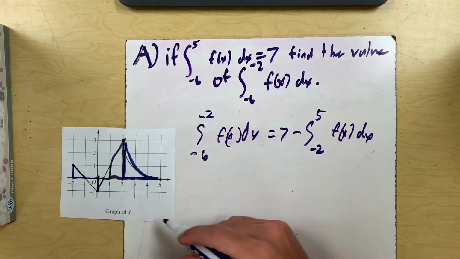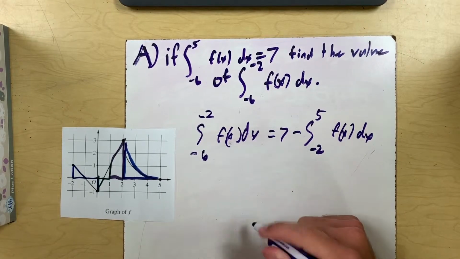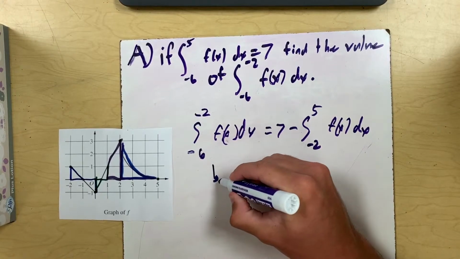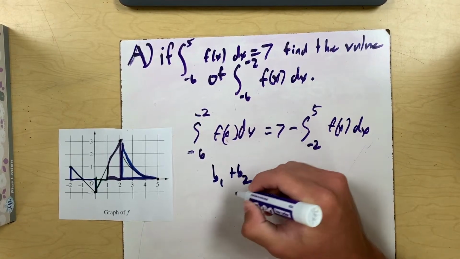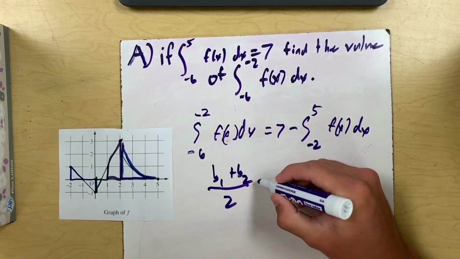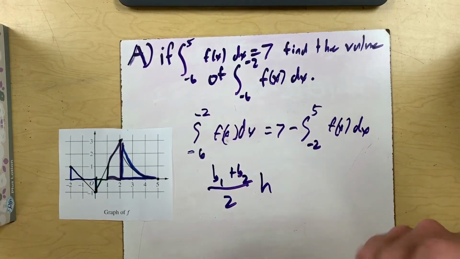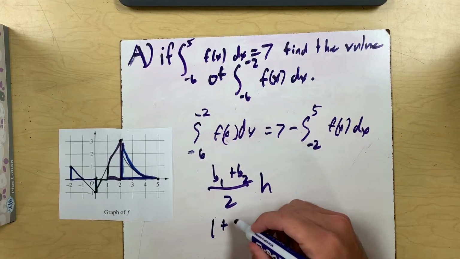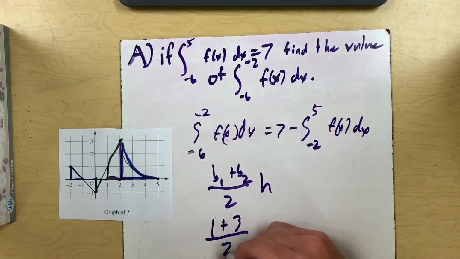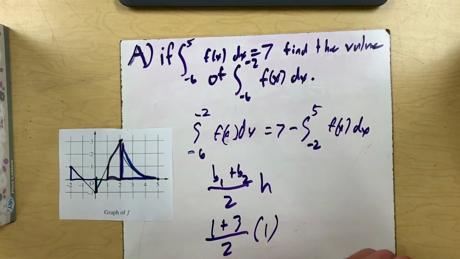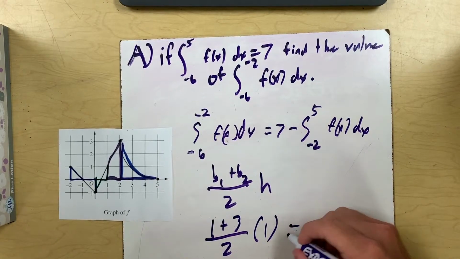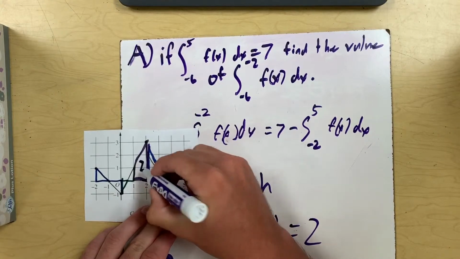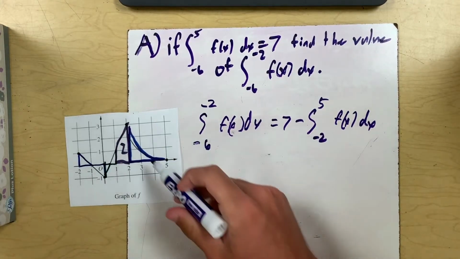In order to find this area from 1 to 2, you use the trapezoid formula, which is (b1 + b2)/2 times the height. If you plug this in, it will be (1 + 3)/2 times 1, and this equals 2. So the area inside the trapezoid equals 2. The next step is to find the area under the curve.